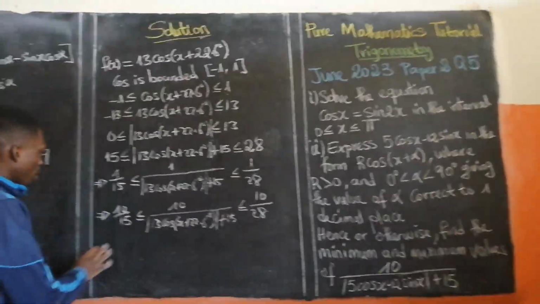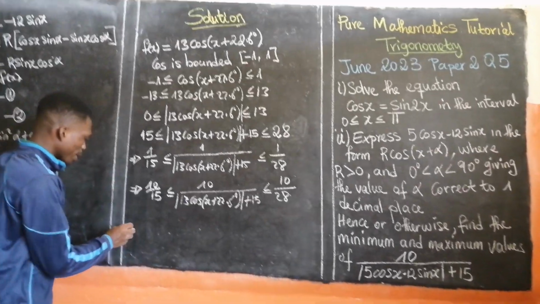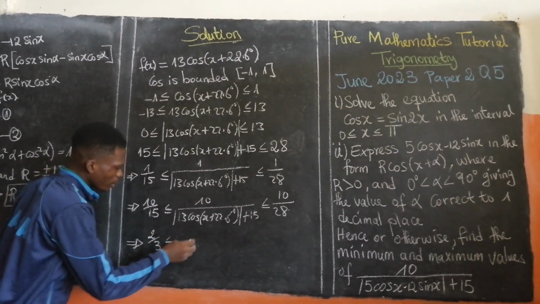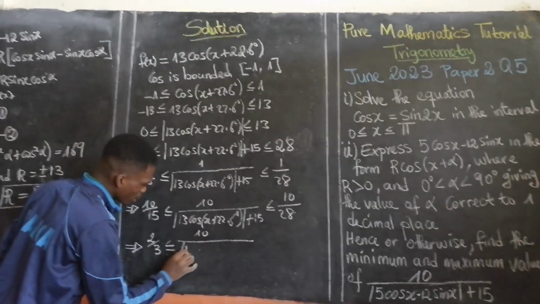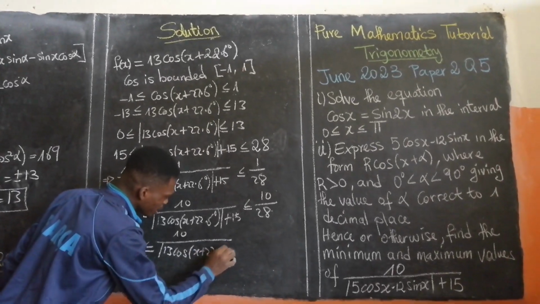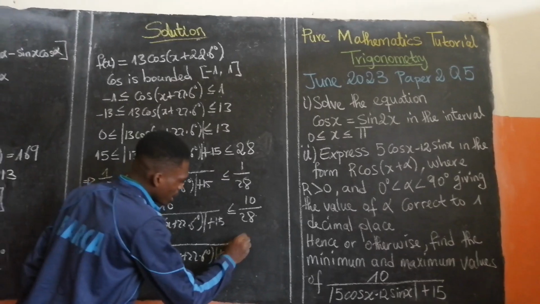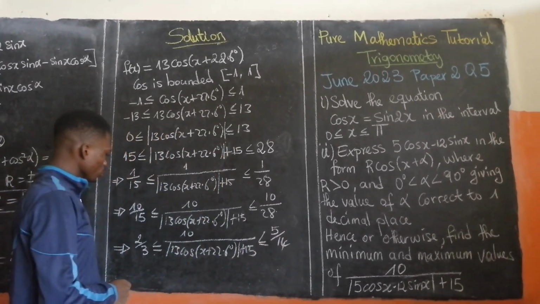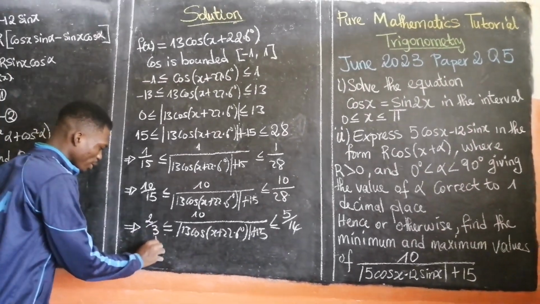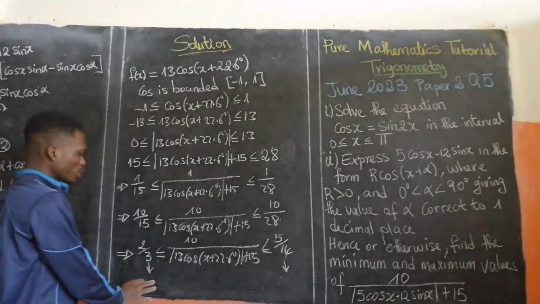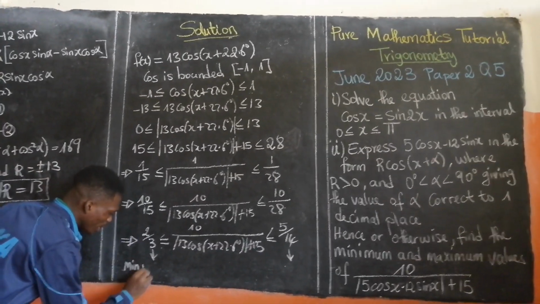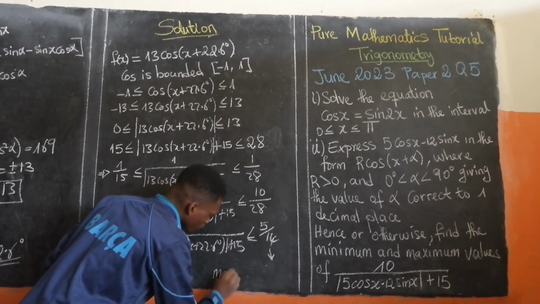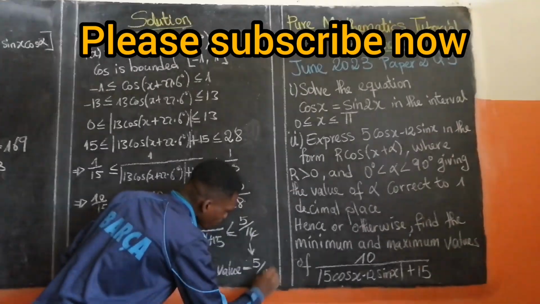I simplify it now. 10 over 15, I can simplify by 5, so I have 2/3. I'm going to have 2/3 less than or equal to 10 over the absolute value of 13 cos of x plus 22.6 degrees plus 15, then less than or equal to 10 over 28, which I simplify by 2 to have 5 on 14. So that is just it. I'm going to have this as the minimum value and this as the maximum value, because I am asked to find the minimum and the maximum value. So the minimum value is equal to 2/3 and the maximum value is equal to 5 on 14.